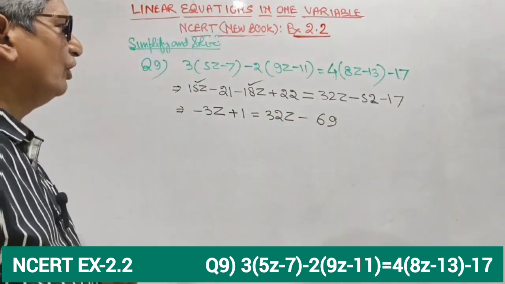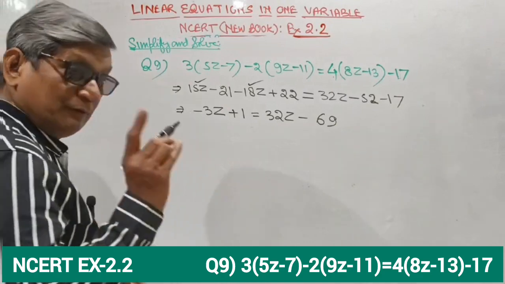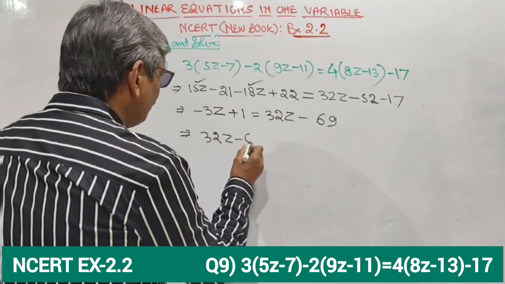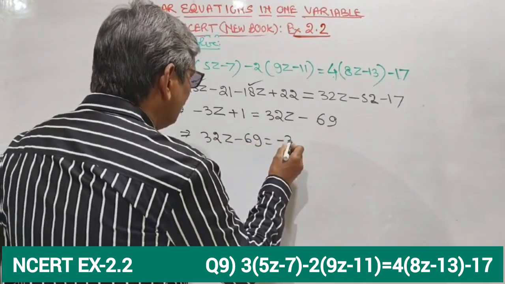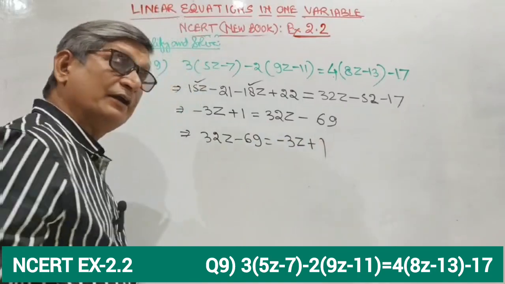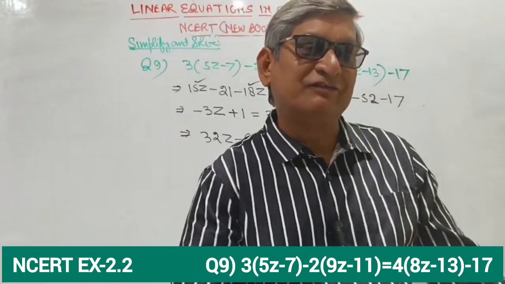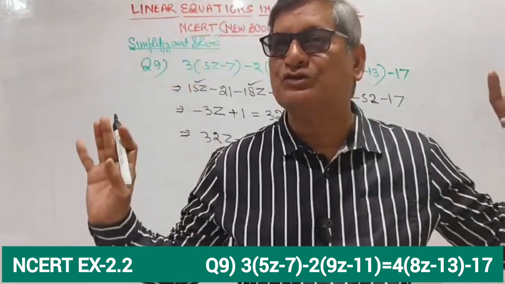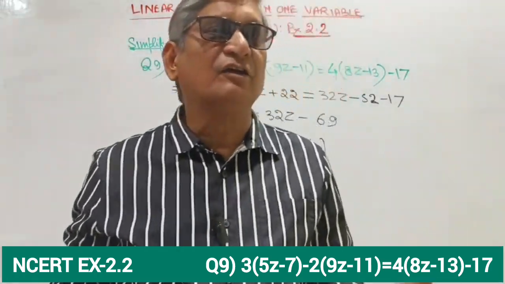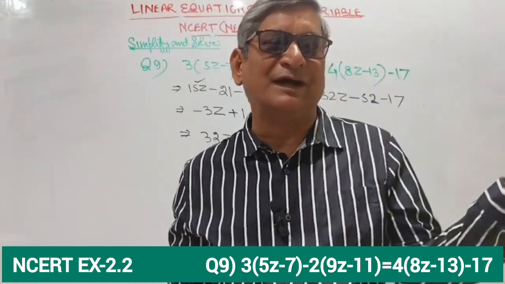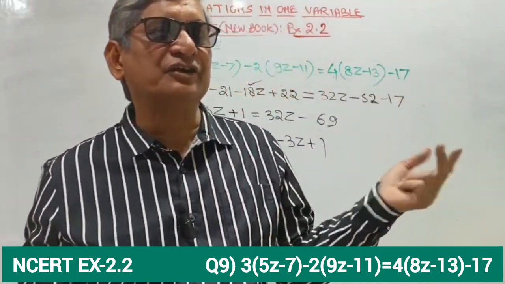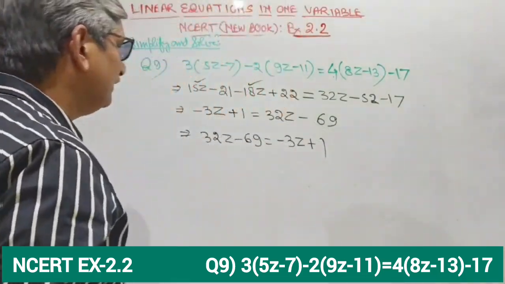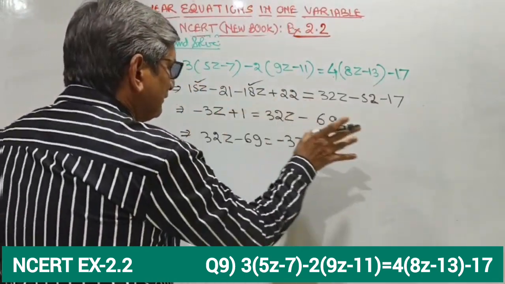Now what are you going for? Remember, if you want, you could have written 32z minus 69 is equal to minus 3z plus 1. I have already told you that if you want, the whole left hand side could be written on the right hand side and the right hand side on the left hand side, then you don't have to change any sign. When a single term is transposed, then only plus becomes minus, minus becomes plus, multiplication becomes division, and division is converted into multiplication. So here this one I have written here, this one I have written here.